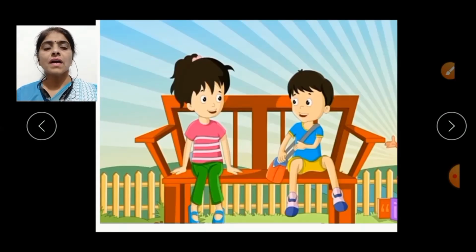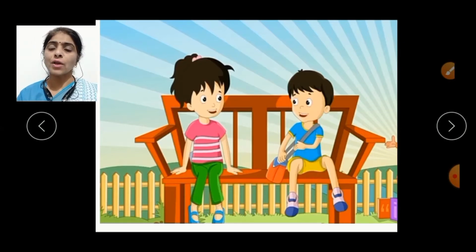Here, girl. Girl refers to female. So she belongs to feminine gender. And here boy. Boy refers to male. So he belongs to masculine gender. Like human beings, animals are also having different gender. So let's have some examples of animals.